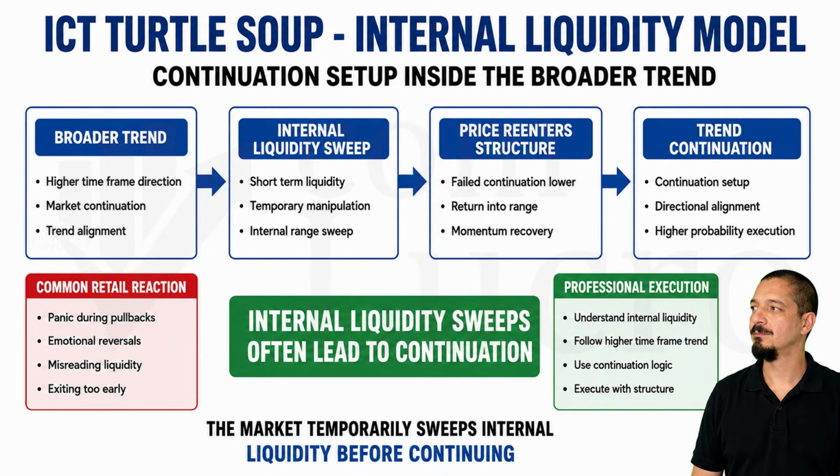Let us begin. Here at Lucro, we have refined the ICT Turtle Soup framework into two liquidity models based on the type of liquidity being targeted by the market. The first model focuses on internal liquidity sweeps, where price temporarily sweeps short-term liquidity within a broader range before the main trend resumes. This variation is commonly used as a continuation setup.